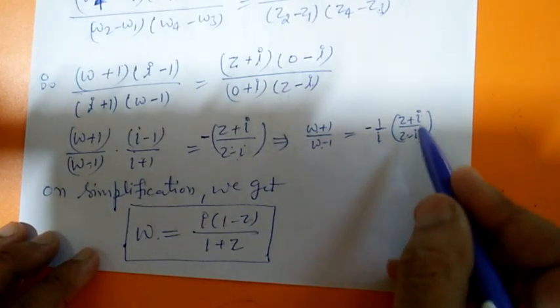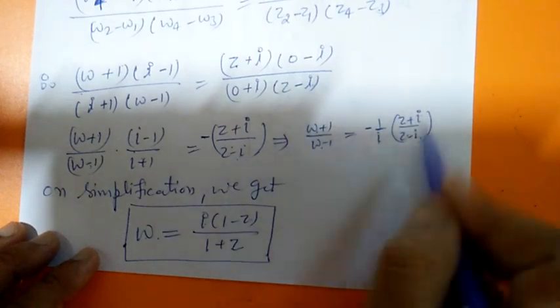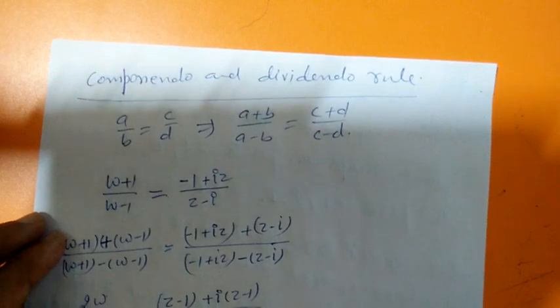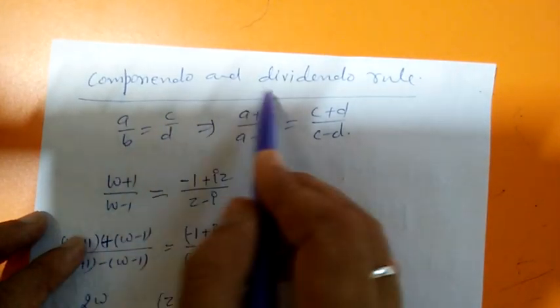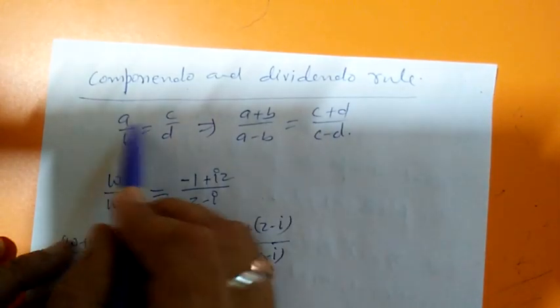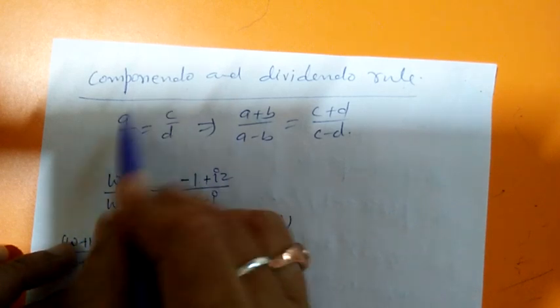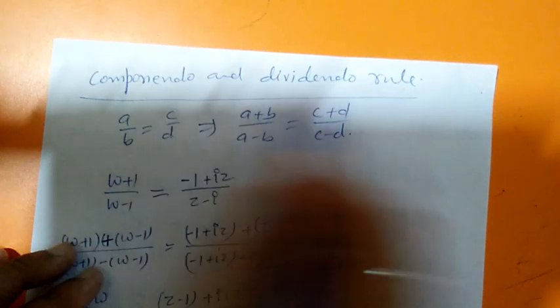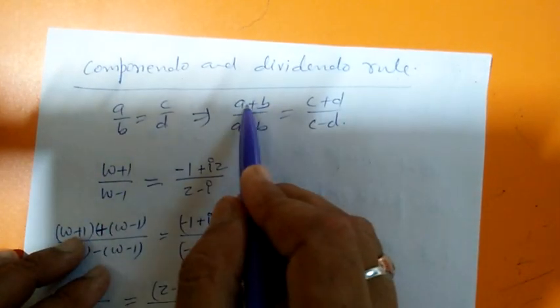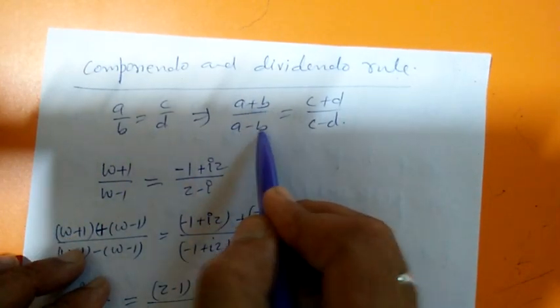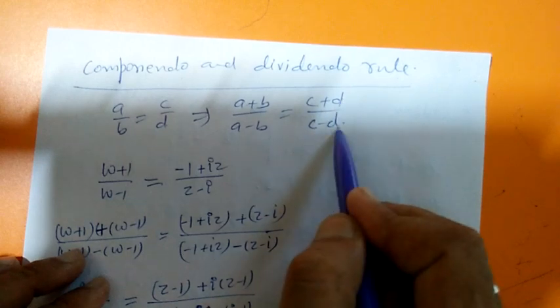So how to simplify this expression? Here we use a rule known as the componendo and dividendo rule. If we have two ratios a upon b is equal to c upon d, then using this rule, (a + b) upon (a - b) is equal to (c + d) upon (c - d).